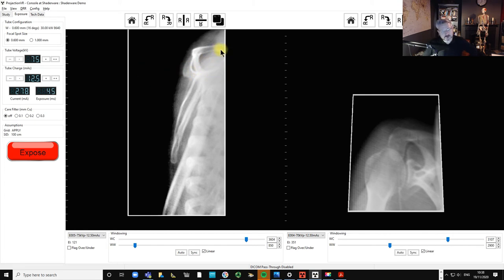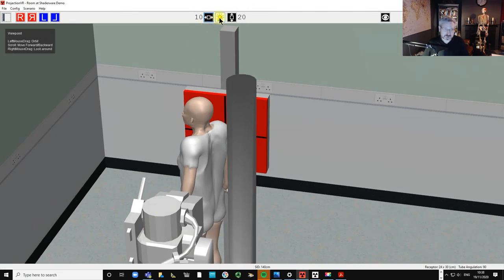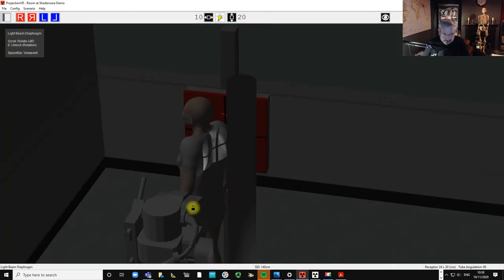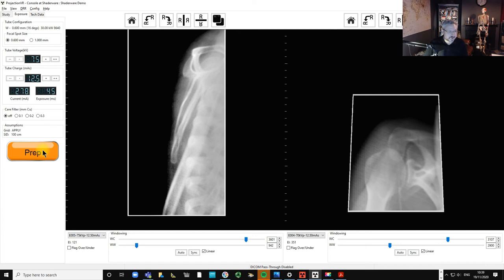Okay, so I'm getting there, but I've failed to appreciate how much the patient is leaning forward, and so I've missed the scapula off here. So what we need to do is rotate the light beam diaphragm so that it lines up with the scapula. Now I can actually see the scapula there. It's obvious what I've done there. So I'll raise up the beam as well and we'll try that.